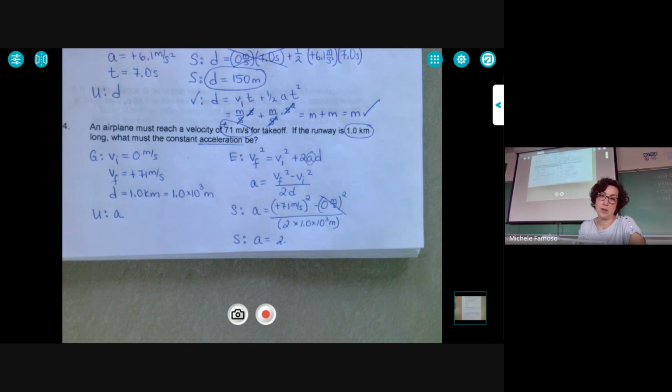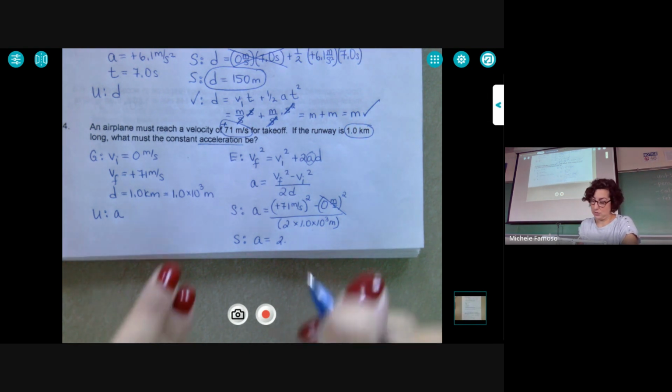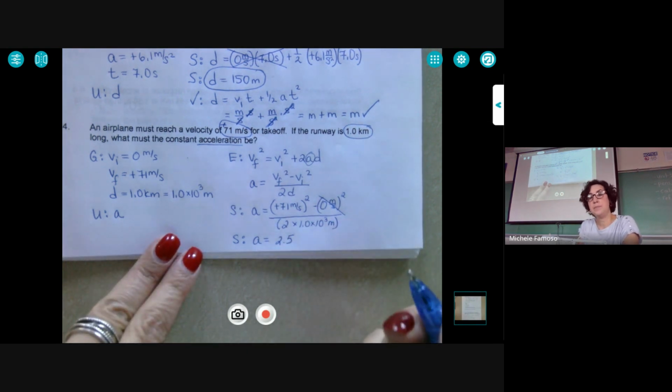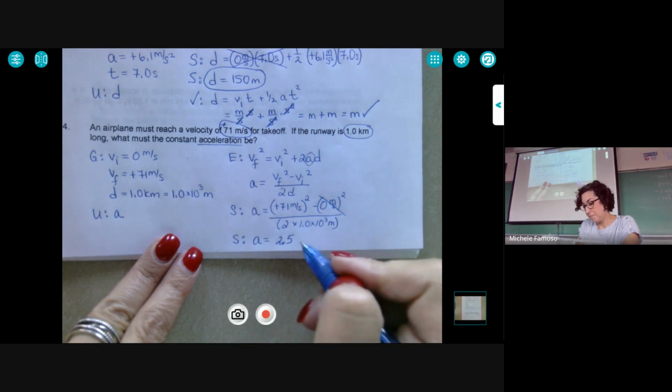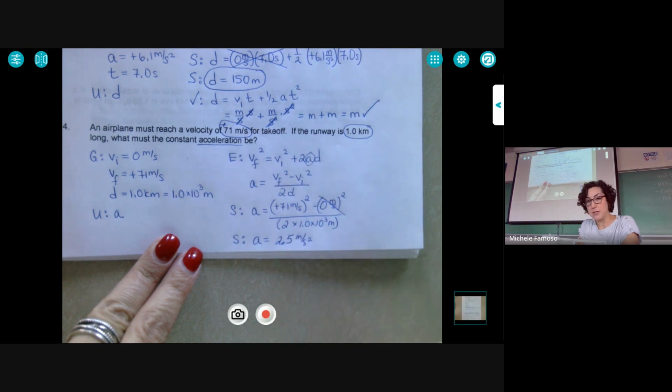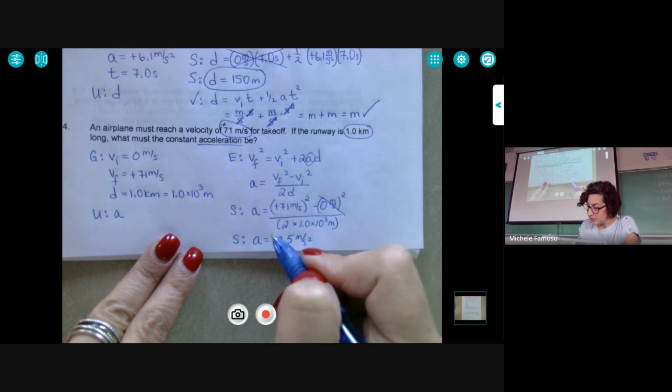What did you get now? There you go. And what units? Meters per second squared. Good. And what's the direction of it? Because acceleration is a vector. Positive. Positive. There you go.